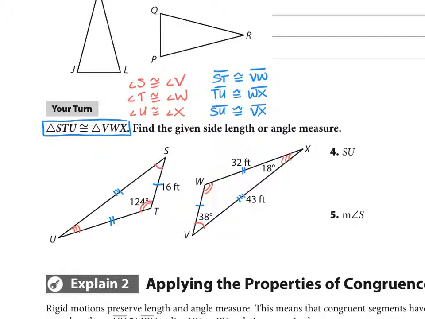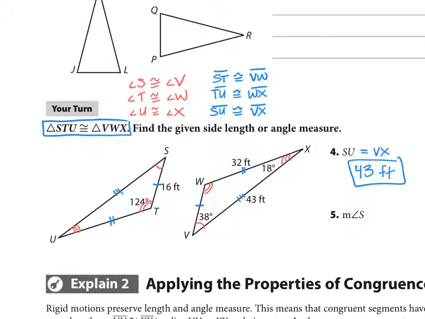So number 4 asks for the length of SU. SU corresponds to VX, so I know those will have the same length. So if I look at SU, this really long side right here, and I look at VX, it is 43 feet, which means that SU also has to be 43 feet. So that's our answer.